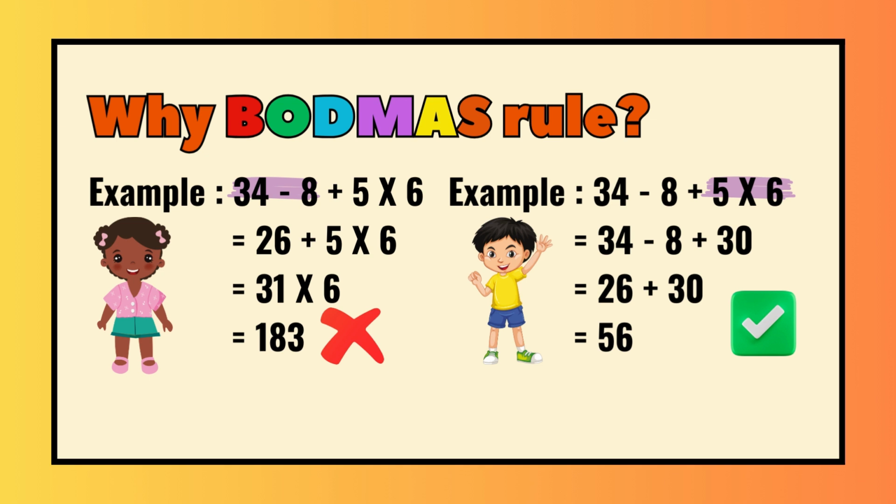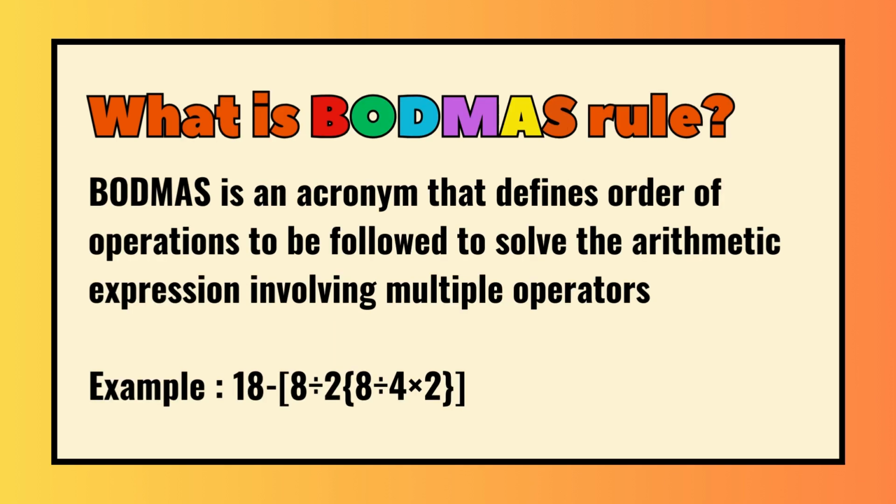Whenever we see these kind of problems involving multiple operators, we get confused and we don't know which operator to solve first. That's why there is an agreed rule called BODMAS rule. BODMAS represents the order of operations to be followed while solving problems involving multiple operators. Here, in this scenario, John applied BODMAS rule to get the correct answer. Now that we understood the need of BODMAS rule, let's look at what exactly BODMAS is.